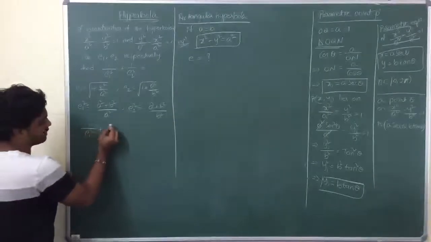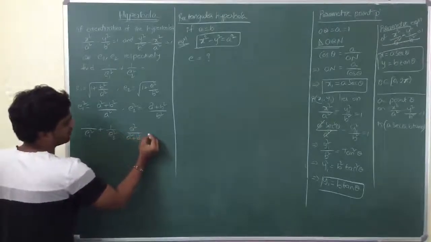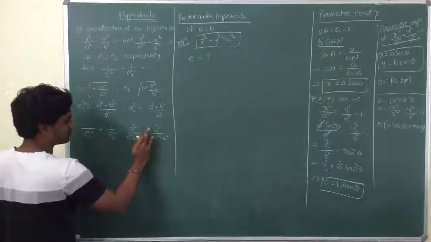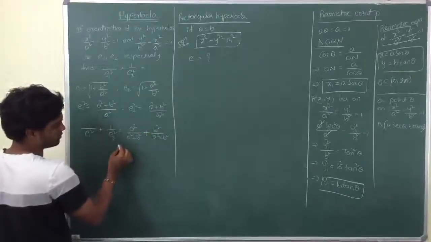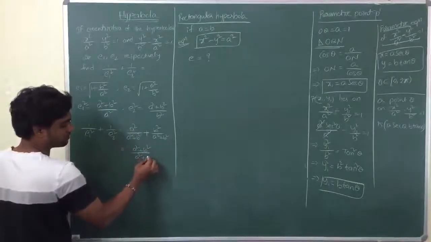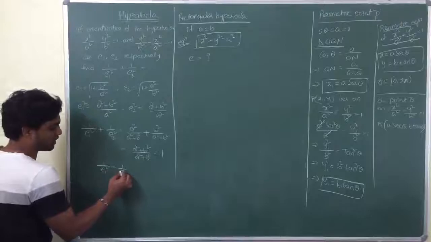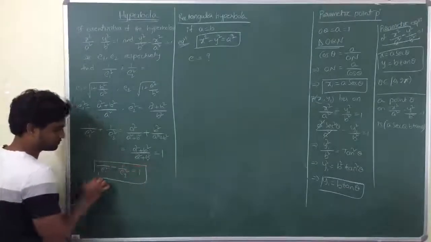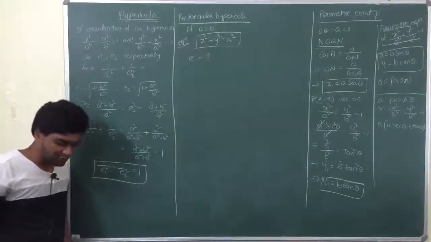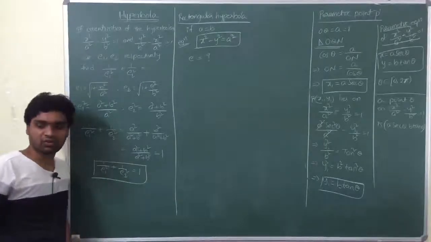So 1 by E1 square plus 1 by E2 square is equal to a square by a square plus b square, plus b square by a square plus b square, which is a square plus b square by a square plus b square. So 1 by E1 square plus 1 by E2 square is equal to 1. So if E1 is the eccentricity of a hyperbola and E2 is the eccentricity of its conjugate, then 1 by E1 square plus 1 by E2 square is equal to 1.